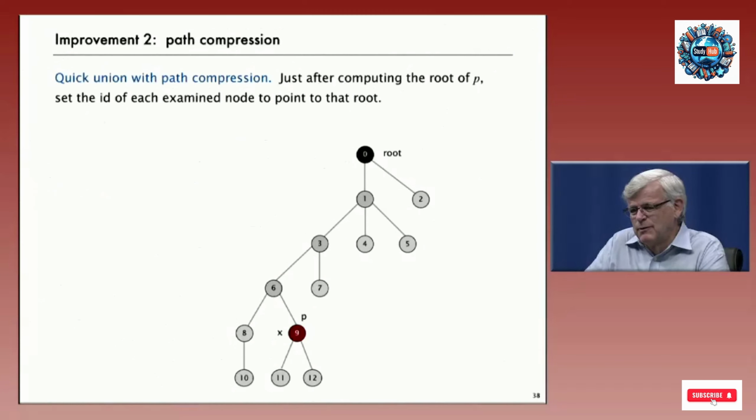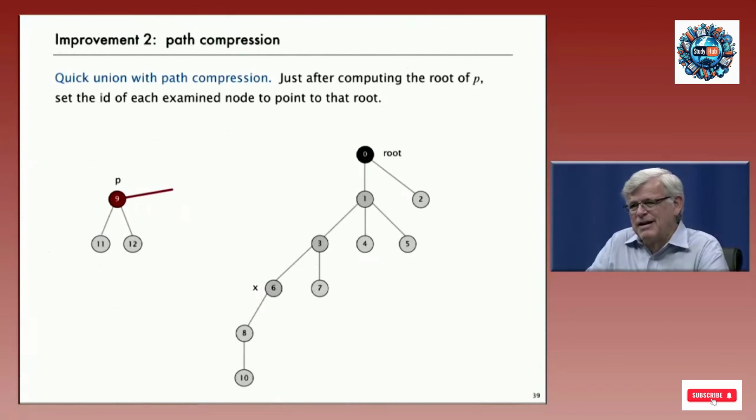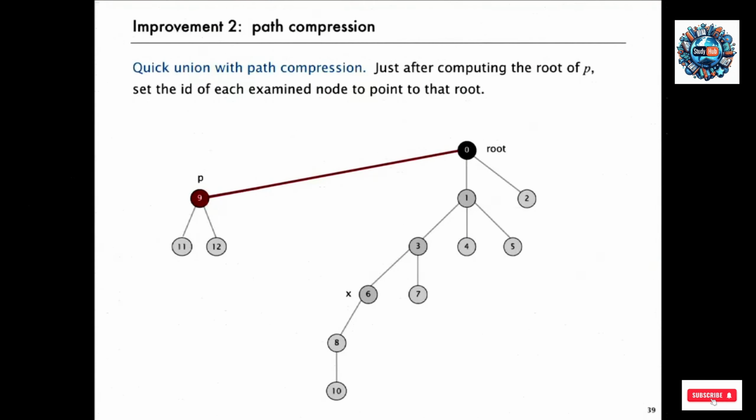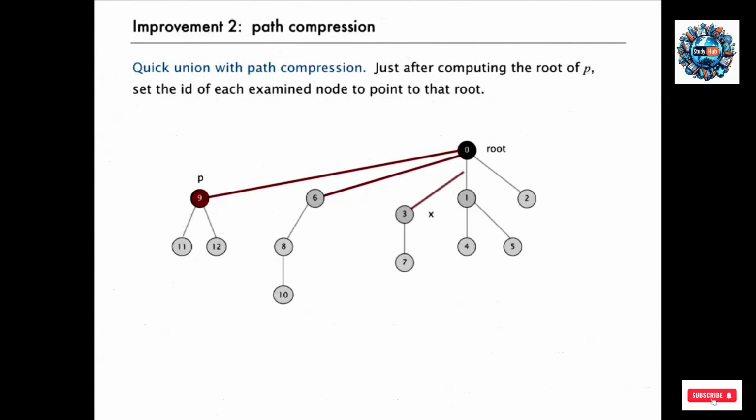And this idea is that, well, when we're trying to find the root of the tree containing a given node, we're touching all the nodes on the path from that node to the root. While we're doing that, we might as well make each one of those just point to the root. There's no reason not to. So when we're trying to find the root of p, after we find it, we might as well just go back and make every node on that path just point to the root. That's going to be a constant extra cost.